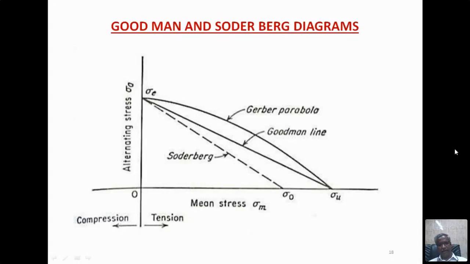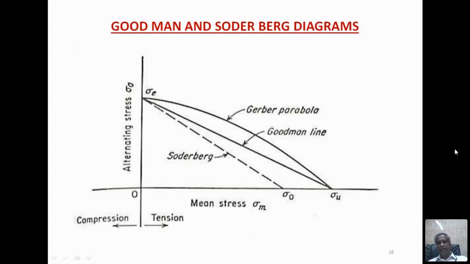For that material I should know these two. To get them, I do the tensile test, which gives the ultimate tensile strength, and the fatigue test, which gives the endurance limit or fatigue limit. What Goodman proposed is that on the mean stress axis the limit is the ultimate tensile strength, and on the alternating stress axis the maximum allowable stress is the fatigue limit. Fatigue limit, endurance limit and fatigue strength are all the same. Below that stress level, whatever stress you apply, the specimen never fails and will run for an infinite number of cycles. That is the meaning of endurance limit.